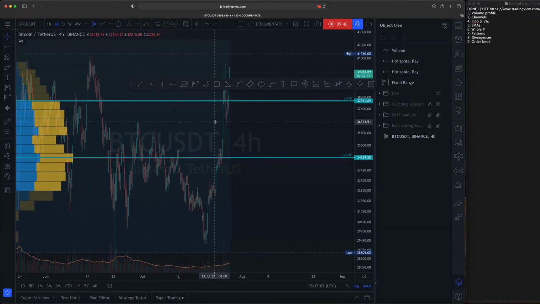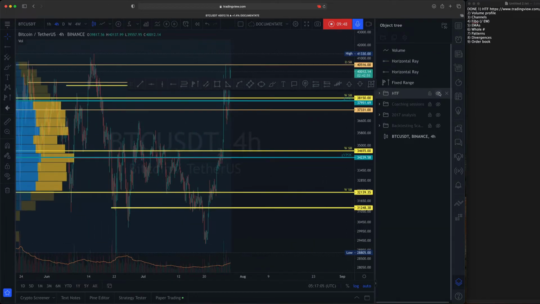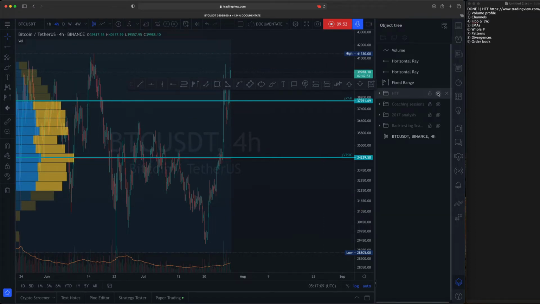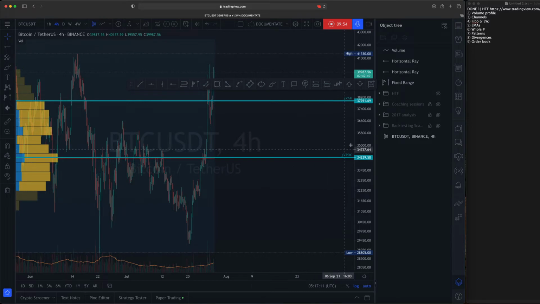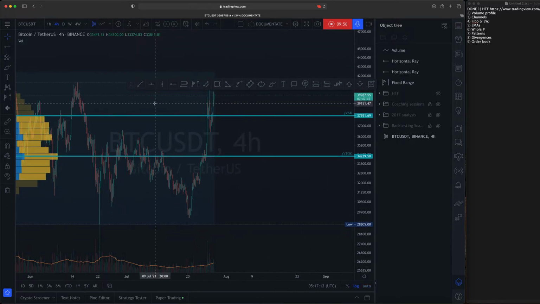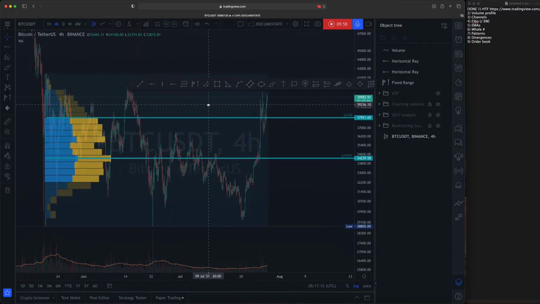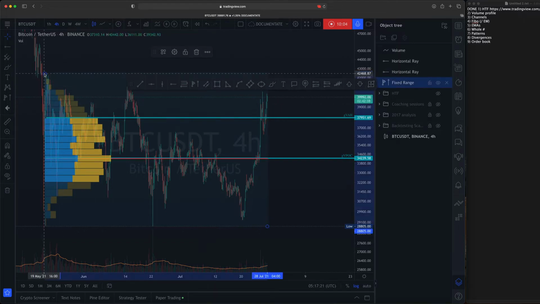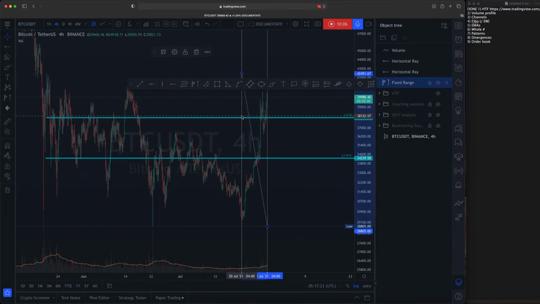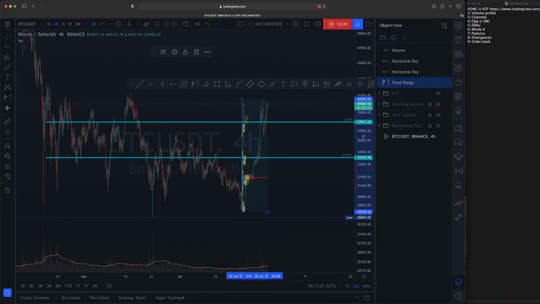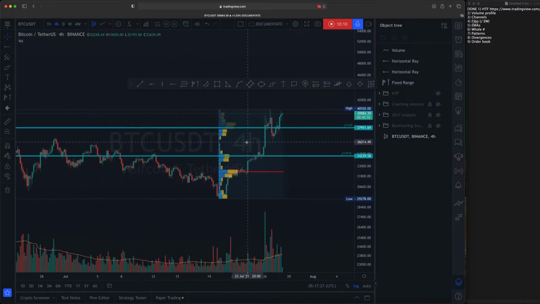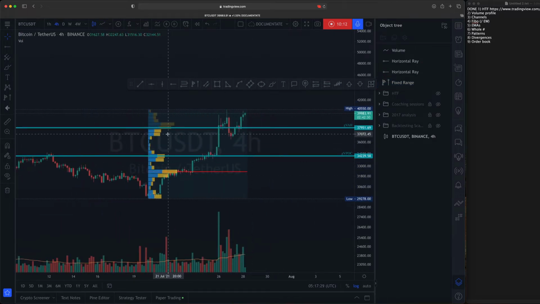Okay, so this value area high is important, and we see it has a kind of confluence with the weekly support resistance. All right, that could be a bounce. What else? I don't think there's anything else. Let me check just this channel. Okay.